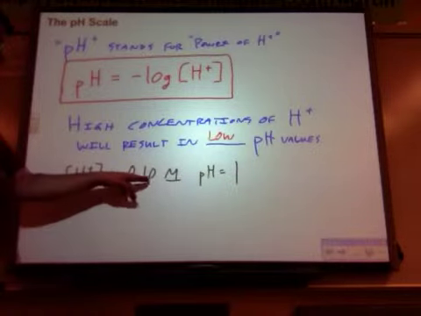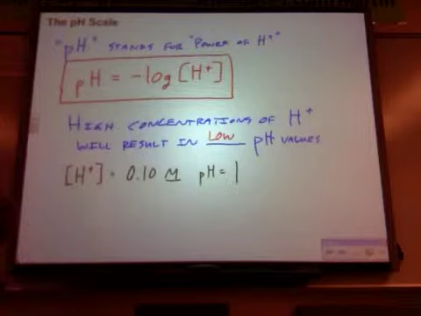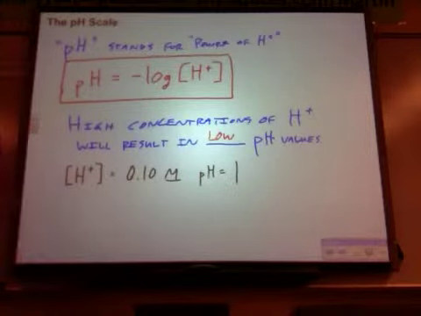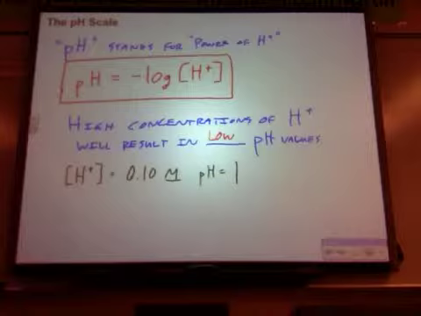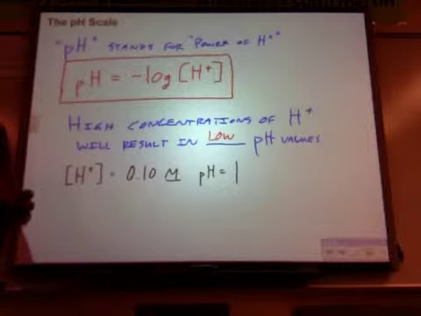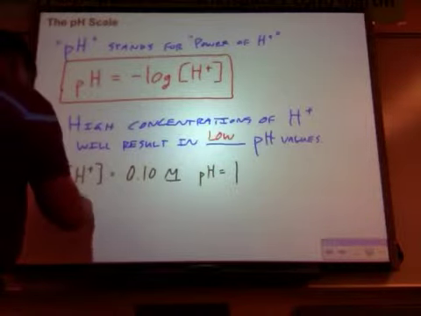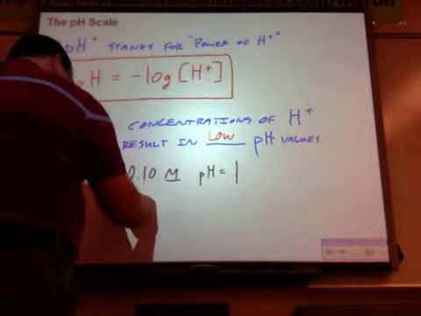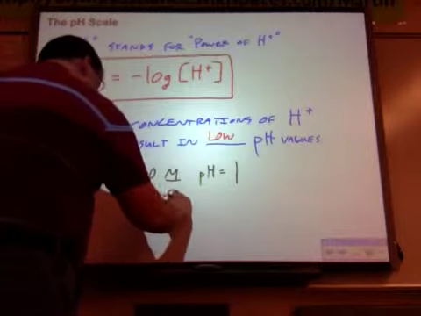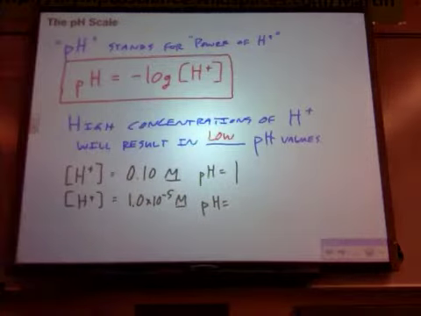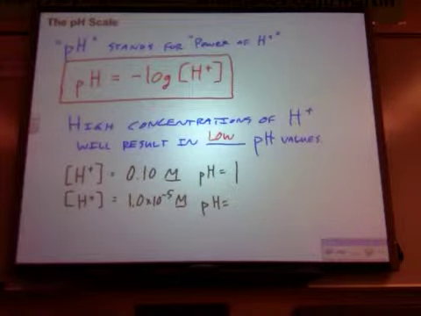So, this is a fairly concentrated solution, 0.1 molar. This is about 10 times as strong as the concentration of hydrochloric acid in your stomach. So that's pretty concentrated. On the other hand, the concentration of H+ is, let's say, 1.0 times 10 to the minus 5th molar. The pH is going to be 5.